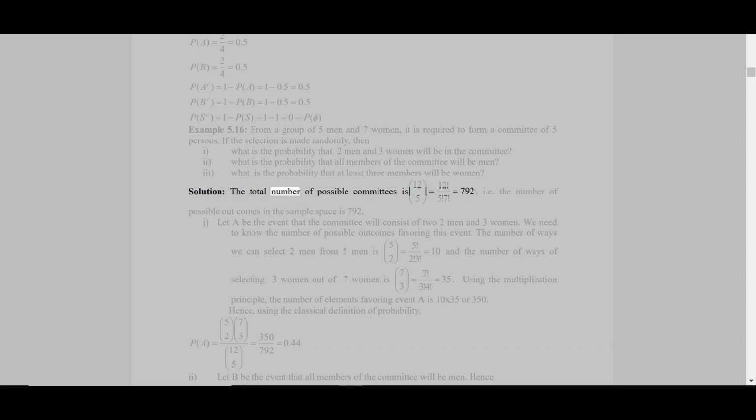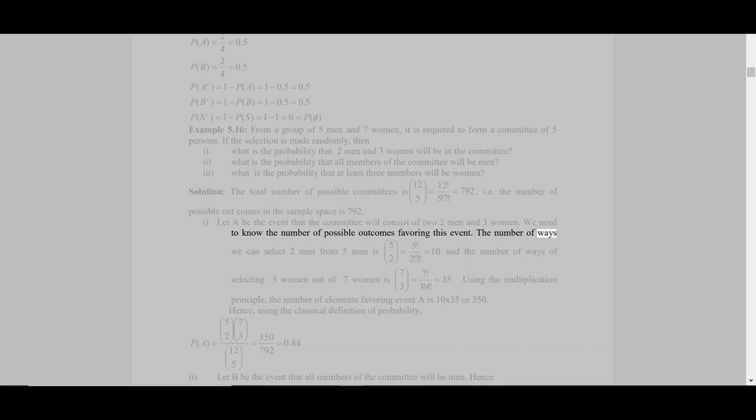Solution: the total number of possible committees is C(12,5) = 792, i.e. the number of possible outcomes in the sample space is 792. Let A be the event that the committee will consist of 2 men and 3 women. We need to know the number of possible outcomes favoring this event.